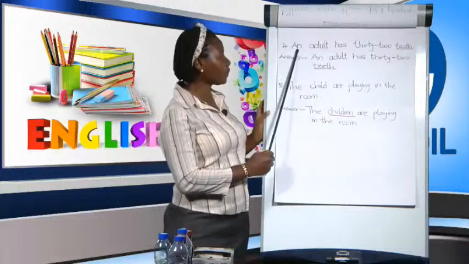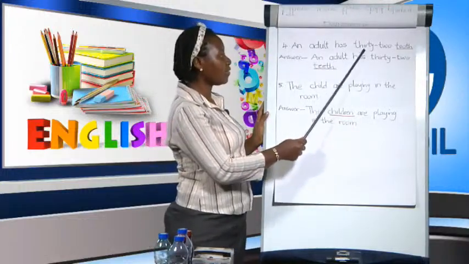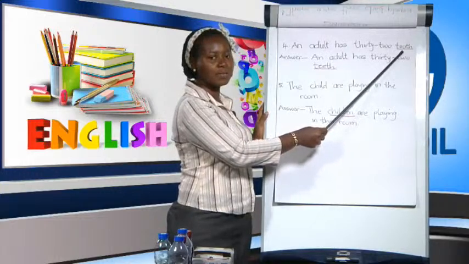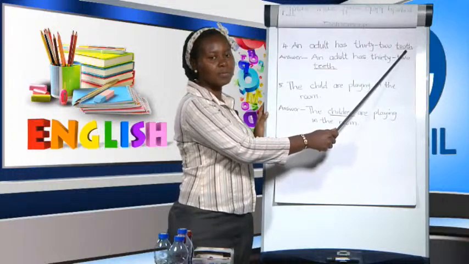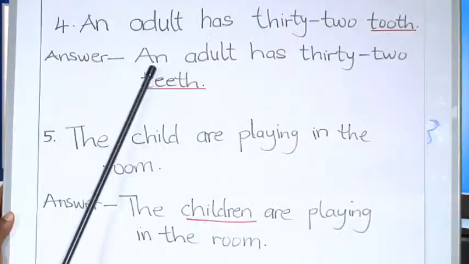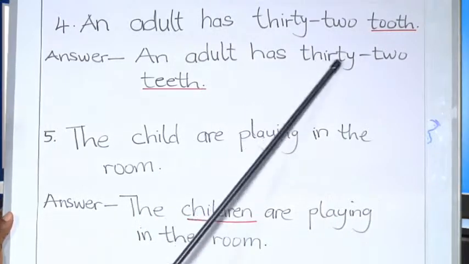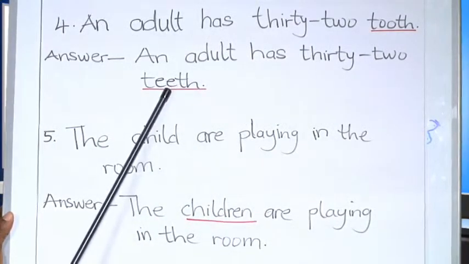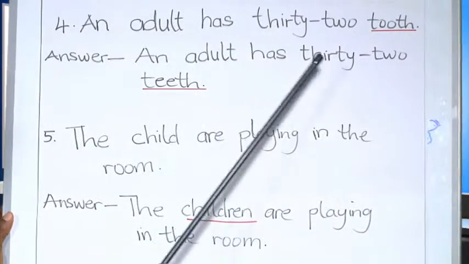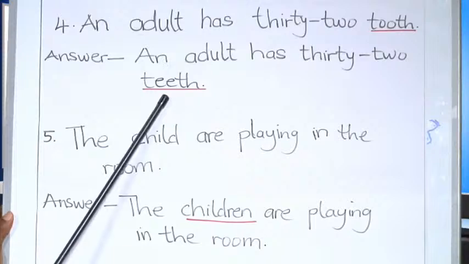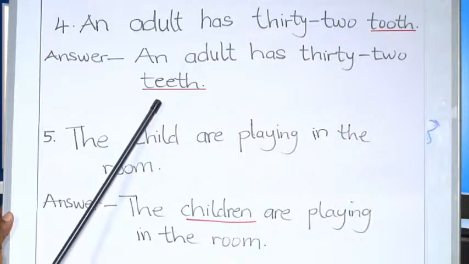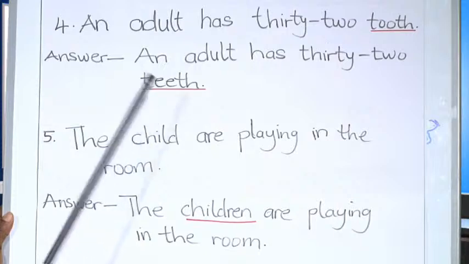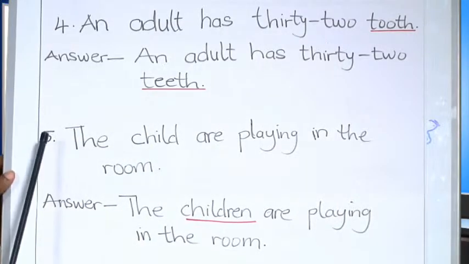Number 4, an adult has 32 teeth. The answer is, an adult has 32 teeth. So the tooth has changed to teeth. Good. It's an irregular noun, so we have changed it.